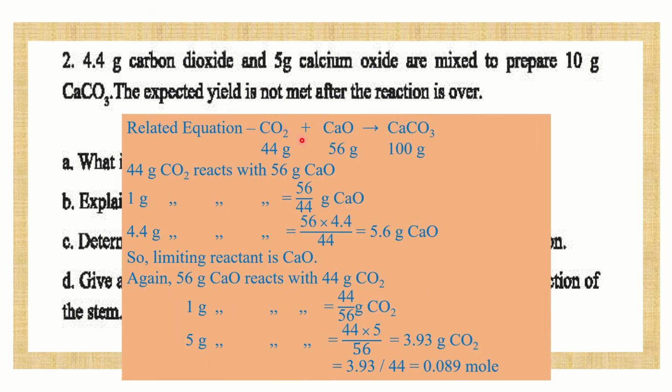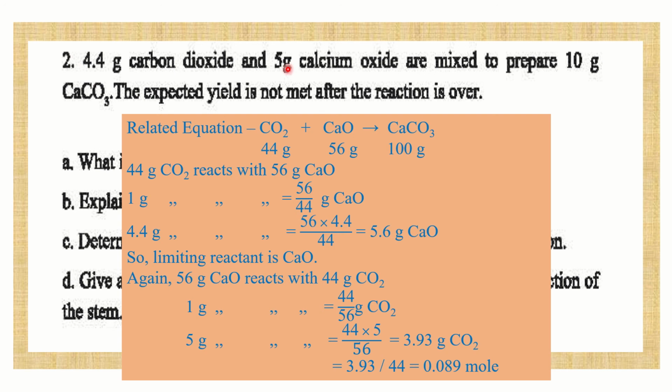This is the reaction. Carbon dioxide and calcium oxide are mixed and calcium carbonate is produced from there. Look, 44 gram carbon dioxide reacts with 56 gram calcium oxide, and in our reaction chamber there are 4.4 gram carbon dioxide. So 4.4 gram carbon dioxide reacts with 5.6 gram calcium oxide, but in the reaction chamber there is only 5 gram calcium oxide.